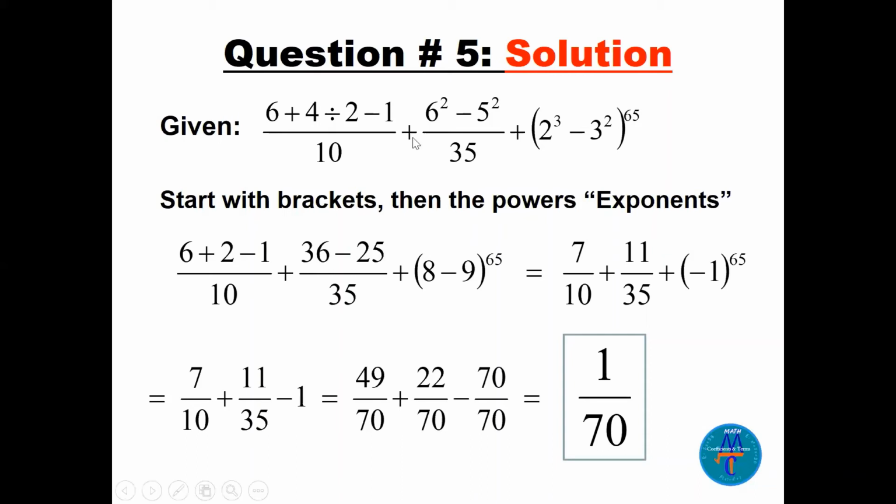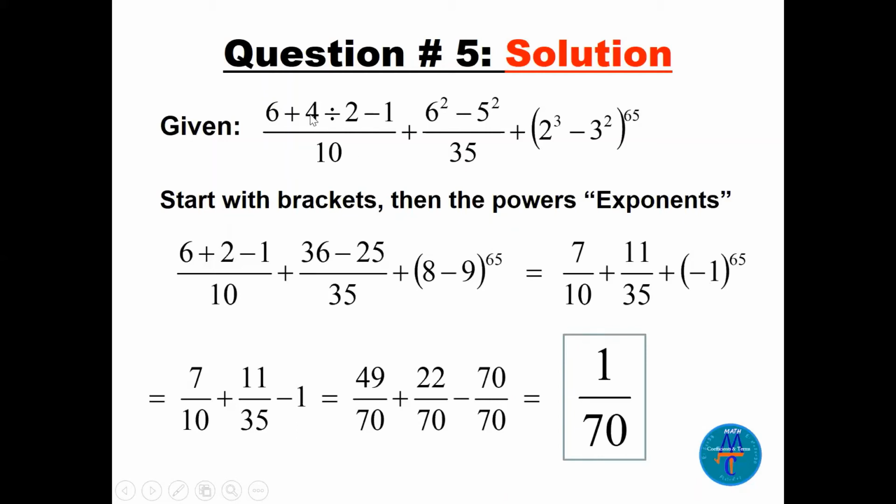Let's go inside the bracket. The whole trick lies here. 2 cubed is 8, 3 squared is 9. 8 minus 9 is minus 1 to the power 65. See, this 65 is an odd number. So the power will be like minus 1 multiplied by minus 1, 65 times, and you get minus 1. Suppose you have 66 or 62, an even number, it will be plus 1.